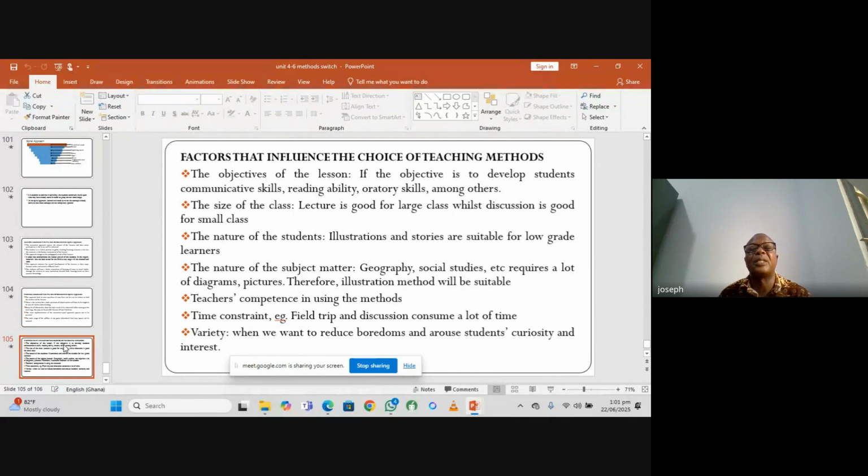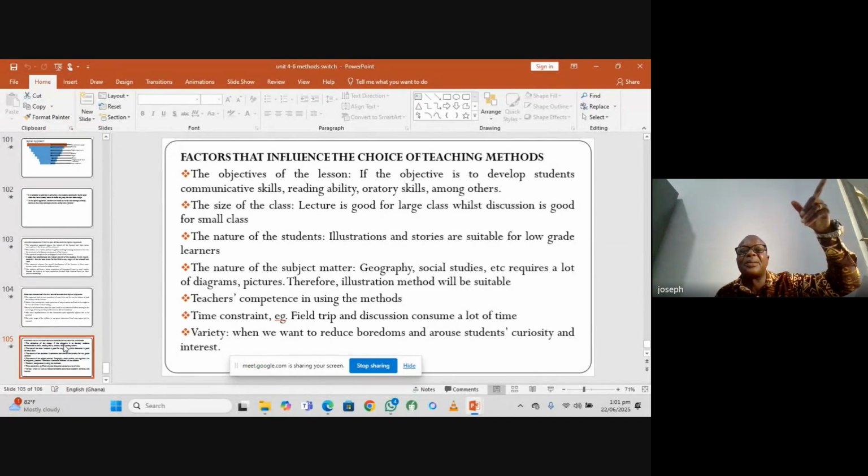Factors that influence the choice of teaching method. The objective of the lesson should be 1, the size of the class should be 2, the nature of the student should be 3, the nature of the subject matter you are communicating to the learners, the teacher competence, time constraint, variety. They are all things to consider before you select a particular method of teaching.